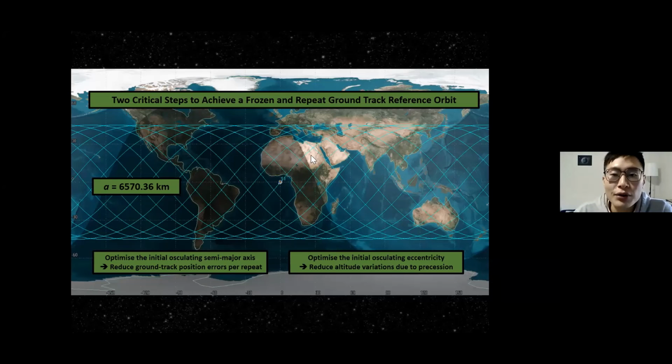So in our research earlier this year, we talked about the 2 critical steps to achieve a frozen repeat ground track orbit. Repeat ground track refers to making sure you repeat the same trajectory after an indefinite amount of time on the XY plane, on this 2D map. And the frozen part refers to how you minimize your vertical oscillations. So we looked at an optimization procedure for this.